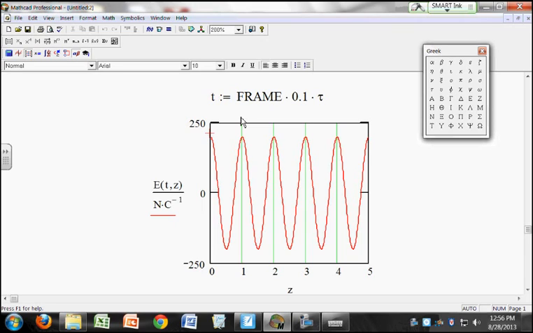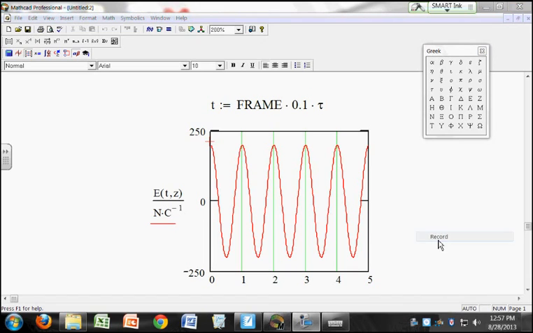So that word frame is all caps. All right, so I have defined t as frame times 0.01 times tau. Now, this number frame, by default, is just 0. That variable is predefined to be 0. But it is used in Mathcad to generate an animation. So basically, you tell Mathcad how many frames you want for your animation. A movie is just a series of pictures. Each picture is a frame.